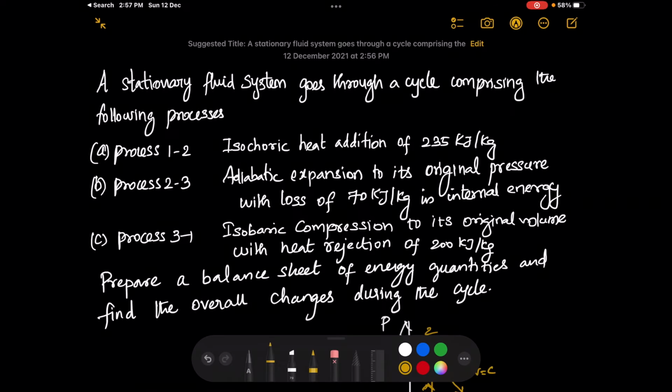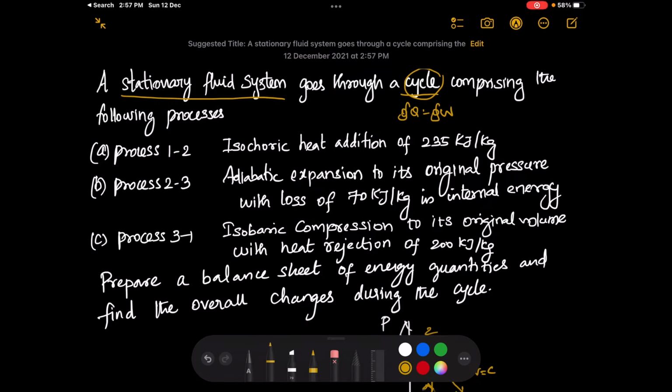Hi students, in this video we are going to look at another problem based on the first law of thermodynamics. A stationary fluid system goes through a cycle, so it is a cycle process. For a cyclic process, heat transfer is equal to work transfer.